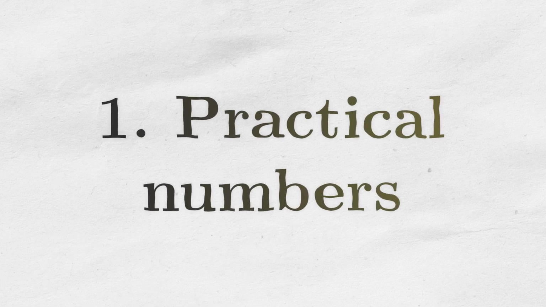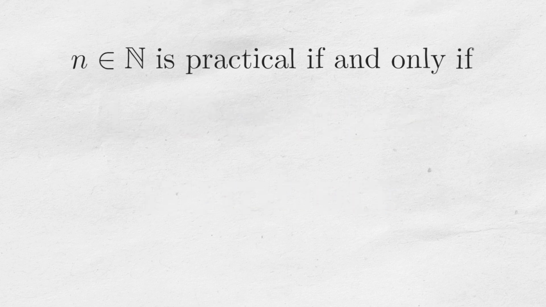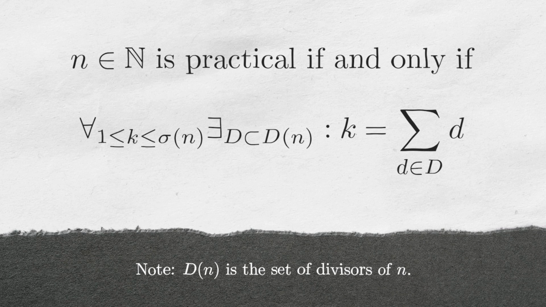Before we can start, let us define the practical numbers formally. We say that a natural number n is practical if and only if each number k between 1 and the sum of divisors of n, which is denoted with sigma of n, can be represented as a sum of distinct divisors of n.